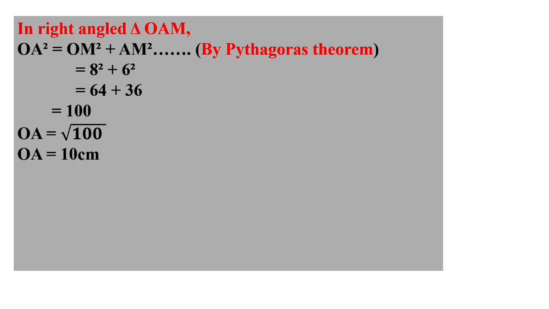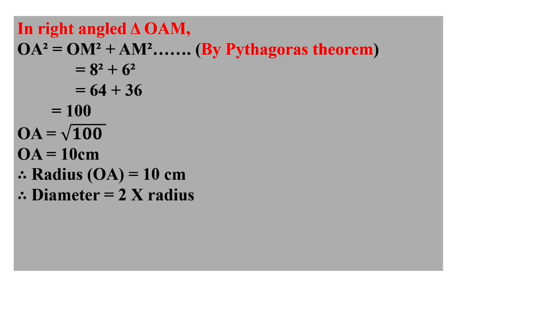But OA is our radius. Here we need to find what? Diameter. So diameter equals 2 times the radius. So 2 into 10 we get 20. So the answer is 20 centimeter. Therefore the diameter of the circle is 20 centimeter.